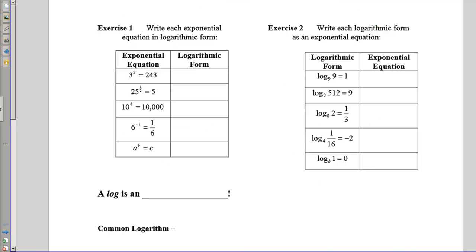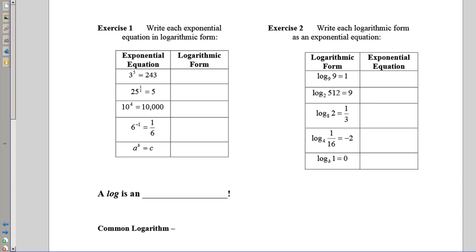Okay, if you need to pause or stop and watch anything, then please go ahead and do that. All right, so we'll go ahead and start with exercise 1. And basically, in the first exercise, you're just converting from exponential form to logarithmic form. And then in exercise 2, you're going from logarithmic form to exponential form.